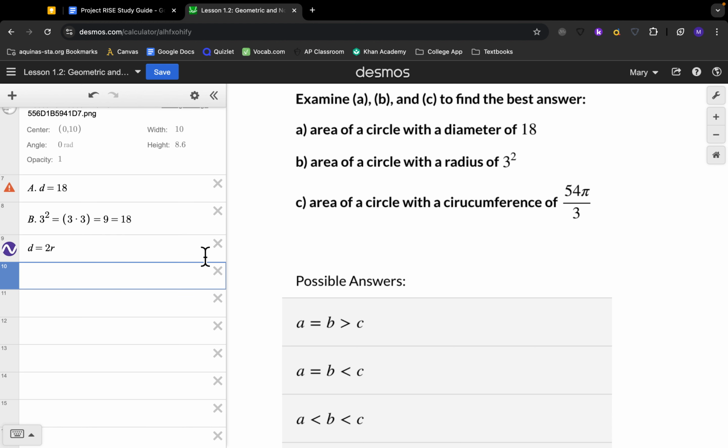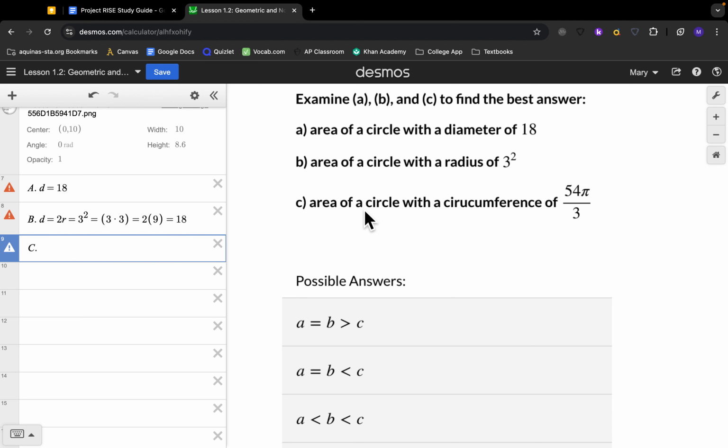So all we did there is a little bit of converting. So we have diameters for both of these. D equals 2R equals 9 times 2. Hopefully that clarifies that a little bit, the work I just added here.